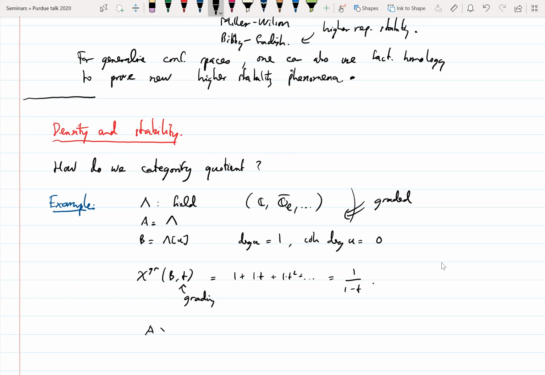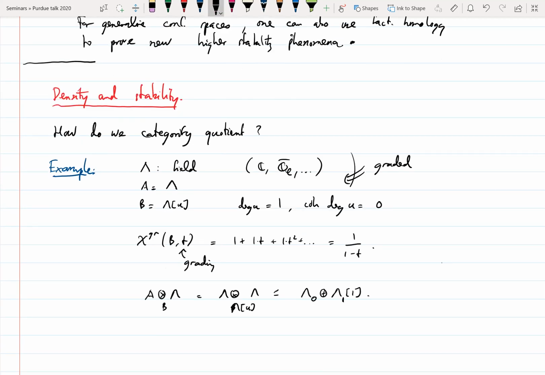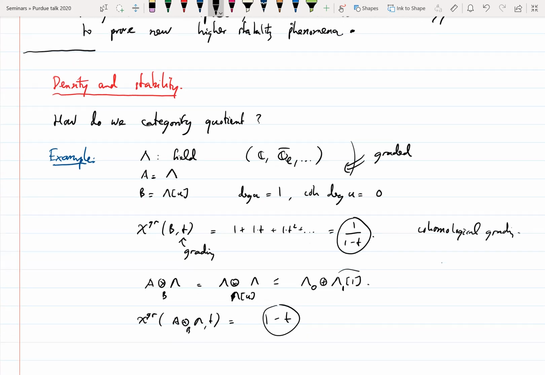On the other hand, you can consider this. All my tensors are derived tensors, so it's implicit there. You see that this is lambda in graded degree 0, direct sum with lambda in graded degree 1, but shifted by 1, since I use cohomological grading. So this thing lives in cohomological degree minus 1. Then I compute the graded Euler characteristic of this with formal variable t, and I see that this is 1 minus t. So via this example, I just want to say that 1 over 1 minus t is the inverse of 1 minus t. That's a very simple calculation.